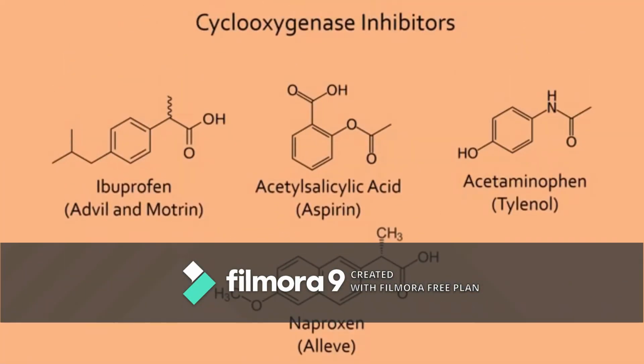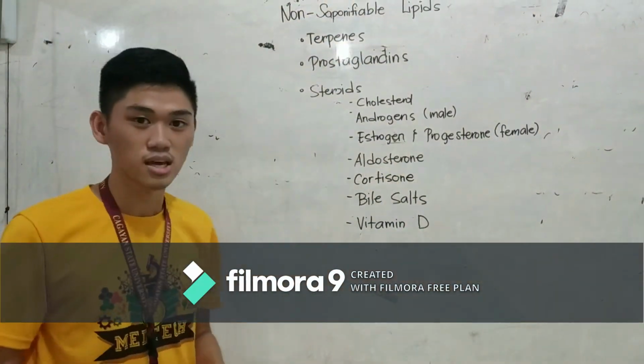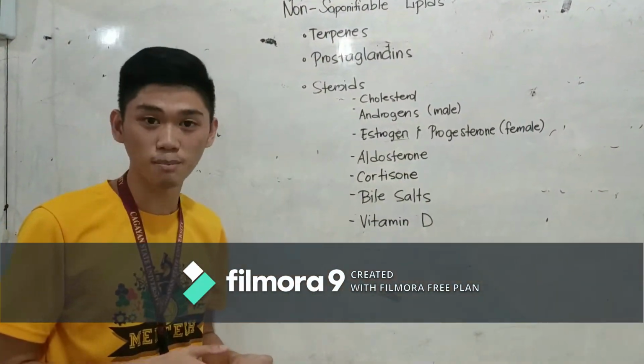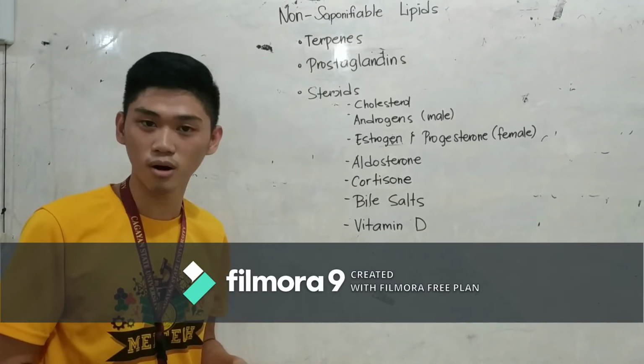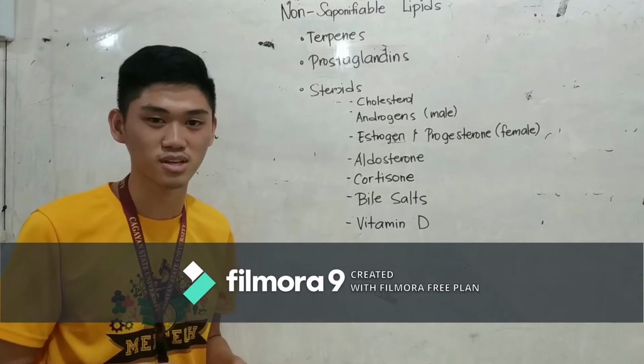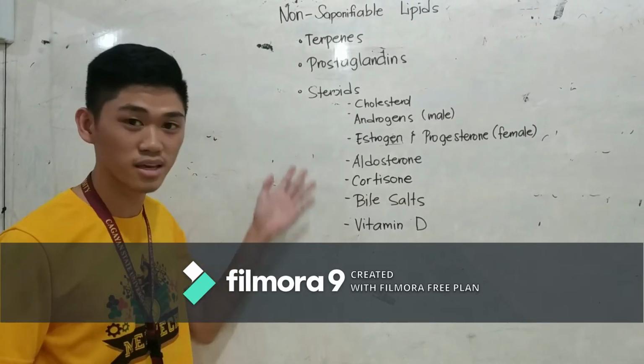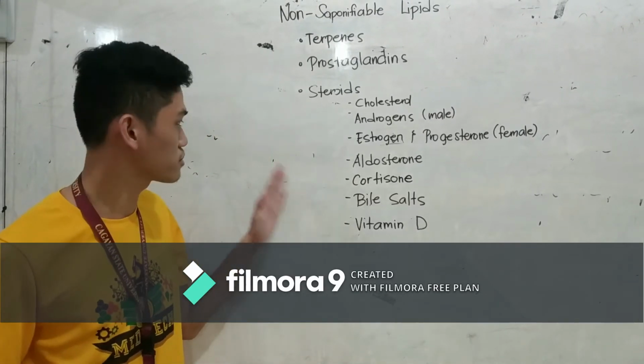Since aspirin and other cyclooxygenase inhibitors are not steroids and can still decrease inflammation, they are called non-steroidal anti-inflammatory drugs. Steroids are naturally produced in our body. They contain 17 carbons and a 4-ring system. There are many types and subtypes of steroids.